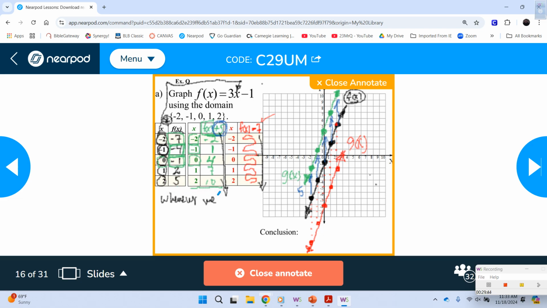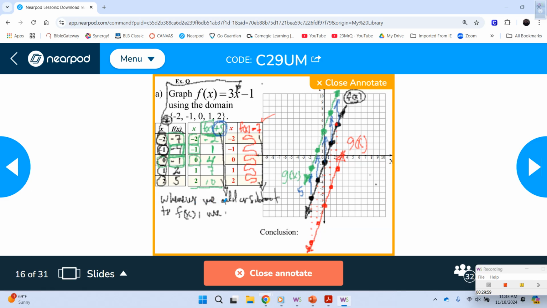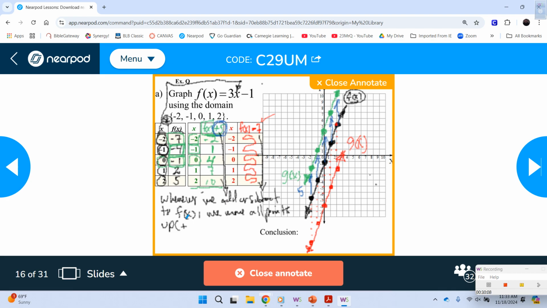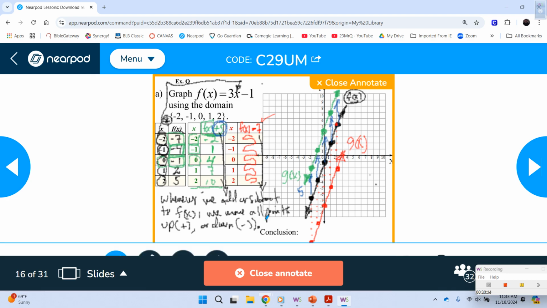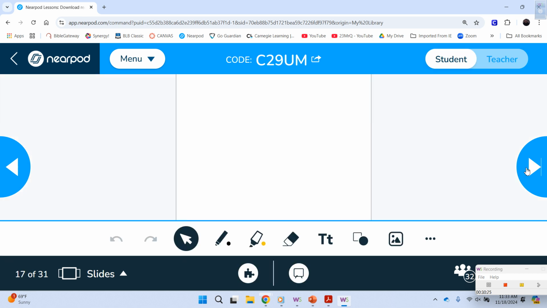Whenever we add or subtract to f of x, we move points up for the positive or down for the negative. Straightforward, yes? All right. So, send me your notes, please.